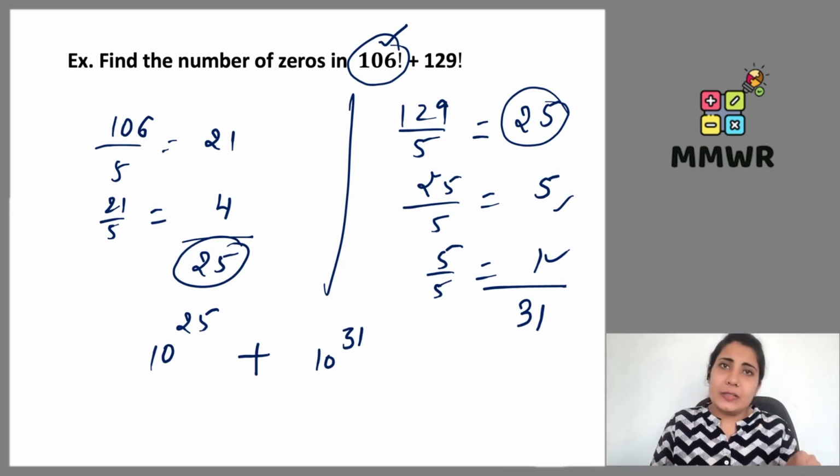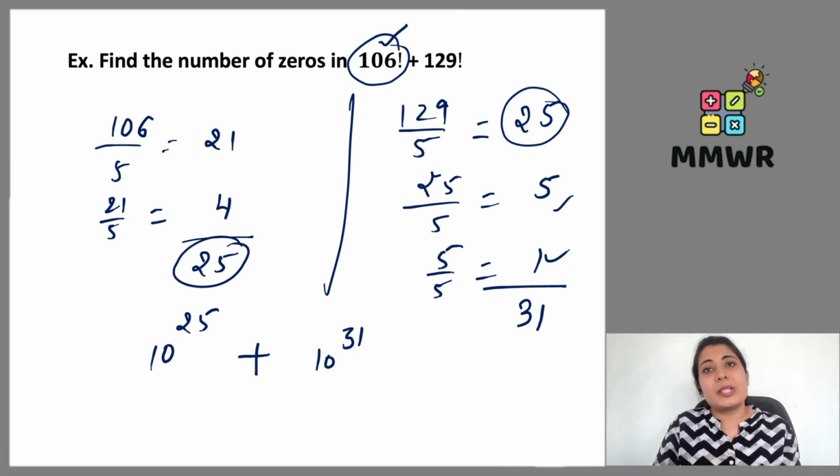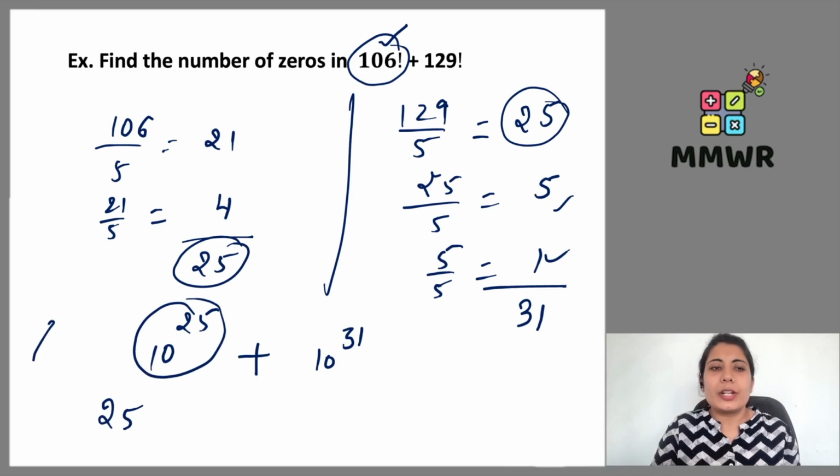So 25 zeros we are getting from the first term, 31 zeros we are getting from the second term. So clearly it's visible that 25 zeros at the end, because 31 zeros extra will not matter, it will add on and remove that. Zero plus whatever digit other than zero, 0 + 8, 0 + 7, whatsoever. So 0 will not be the part then. So only 25 zeros because we have to give the preference to the smaller one.